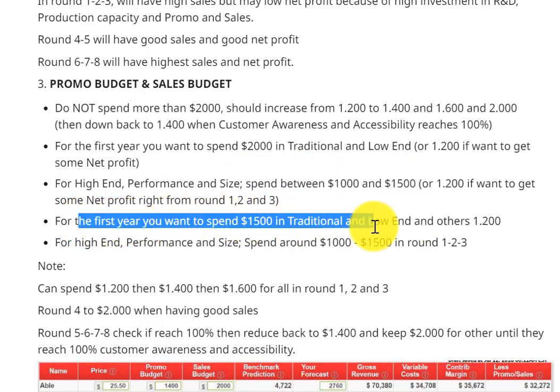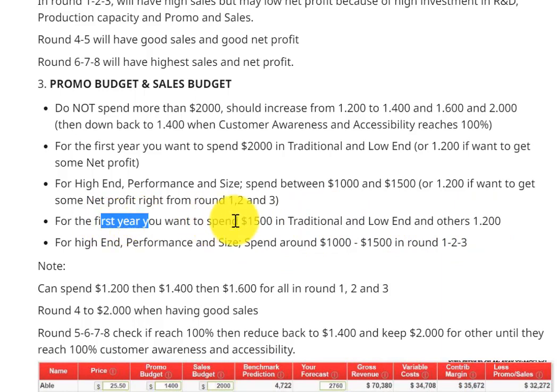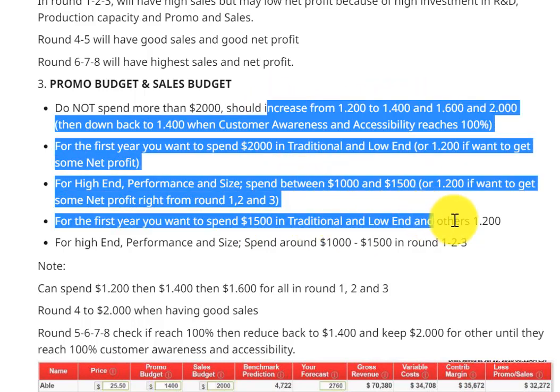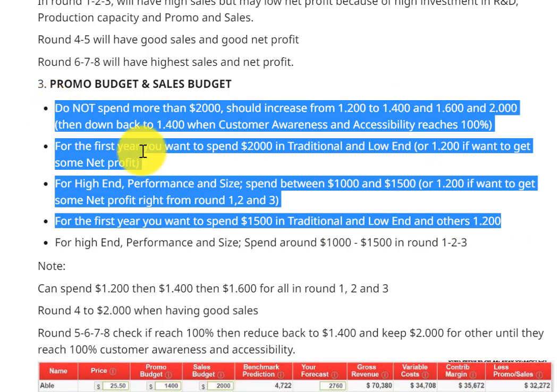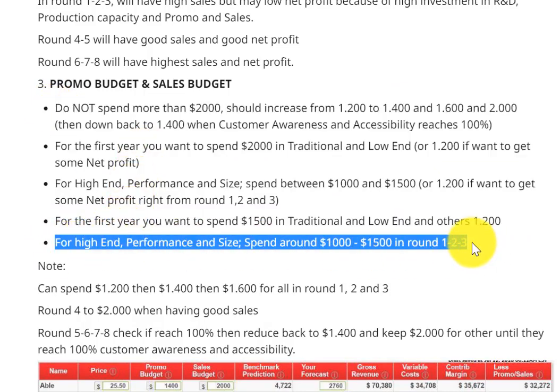For the first year, we want to spend 1,500 on traditional. If you want, you can spend 1,500, or safer is to spend 1,200 and maybe 1,400 for the other. The reason is very simple. Try to get good sales, but some net profit. Do not spend too much right from round number one.